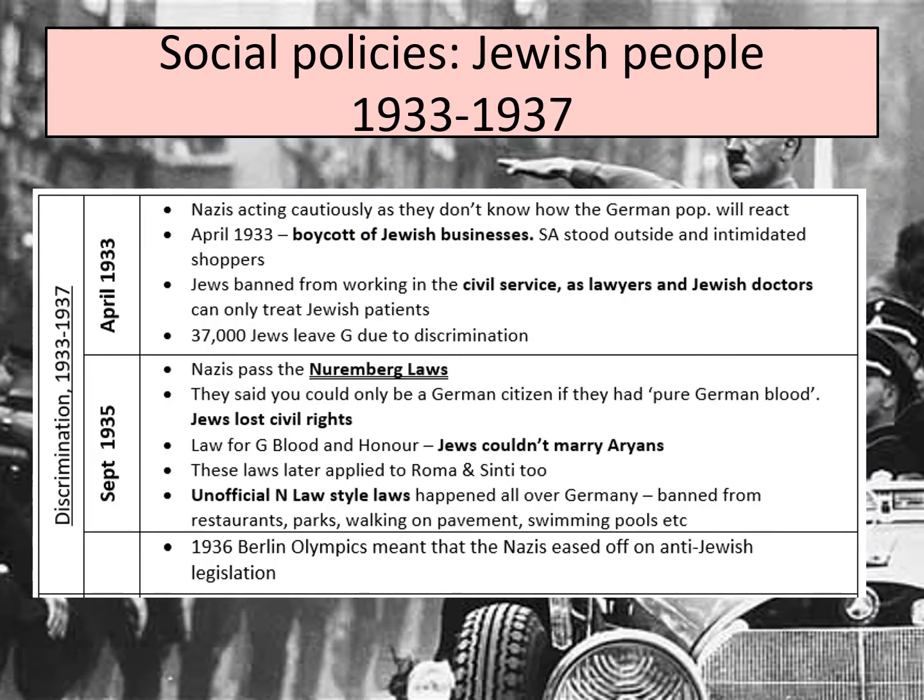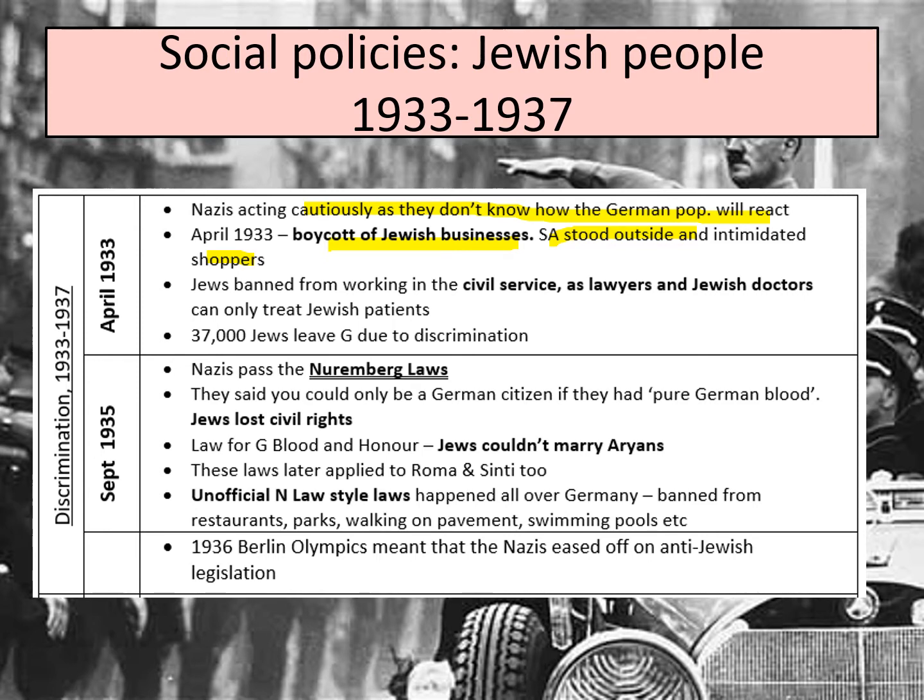Nazis came to power in January 1933, and they immediately began discriminating against the Jewish people. They started acting at first quite cautiously, as they didn't know how the German public would react, and so they began by boycotting Jewish businesses from the 1st of April. This is where the brown shirts, the SA, stood outside and intimidated shoppers, so this was a measure that was supposed to harm Jewish people financially.